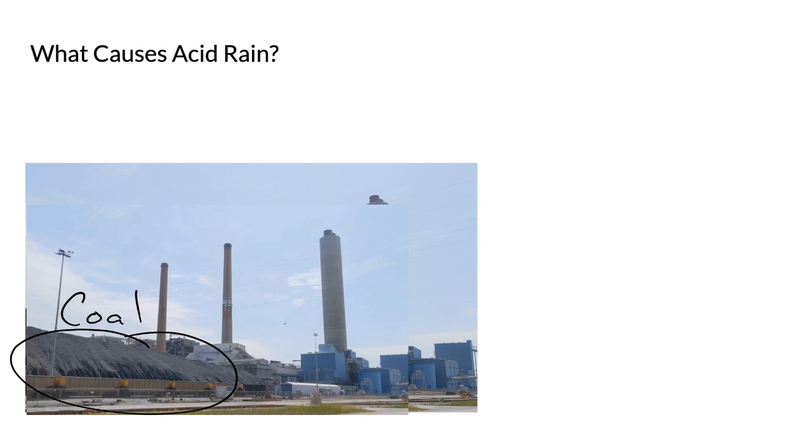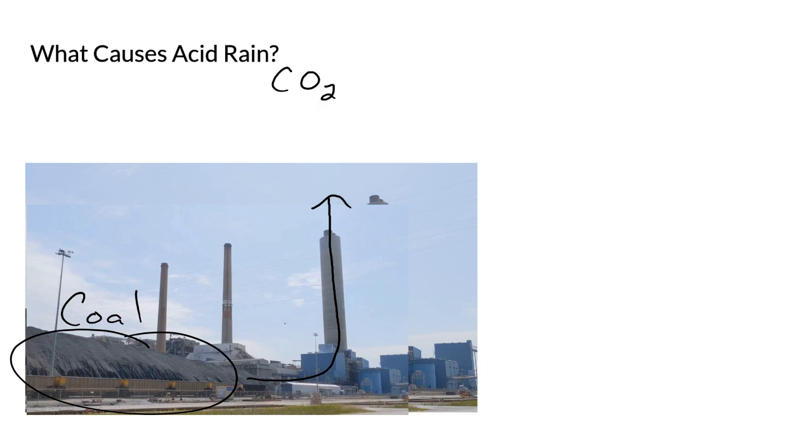And so when we get energy from fossil fuels, we burn the fossil fuels. So the fossil fuels go into the power plant, they're burnt, and then they produce ash and release a bunch of exhaust into the atmosphere. And so that exhaust is what causes acid rain. And so when we burn any fossil fuels, we get carbon dioxide.